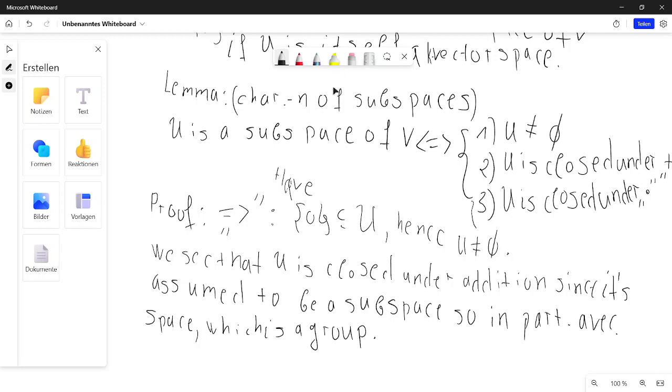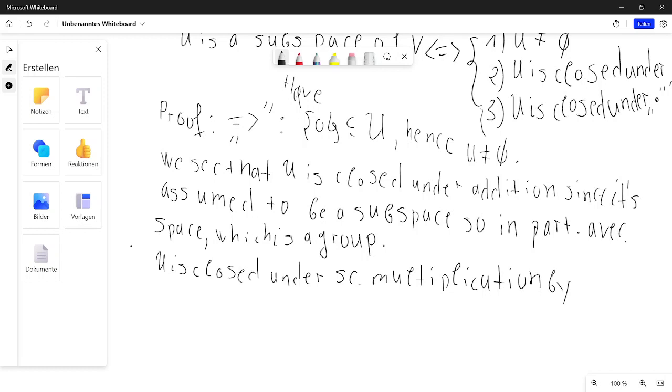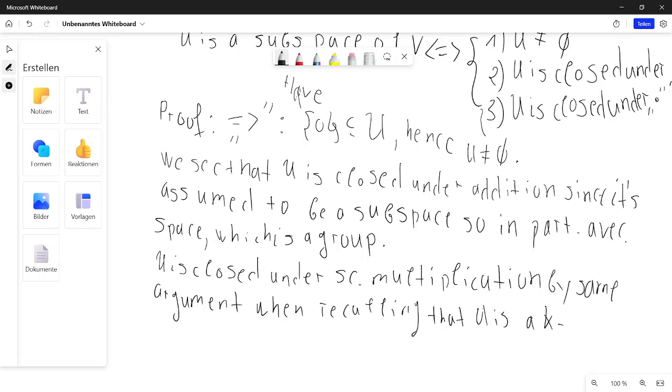As you can guess, analogously U is closed under scalar multiplication, by the same argument, when recalling that U is a K vector space. It's just emphasis.